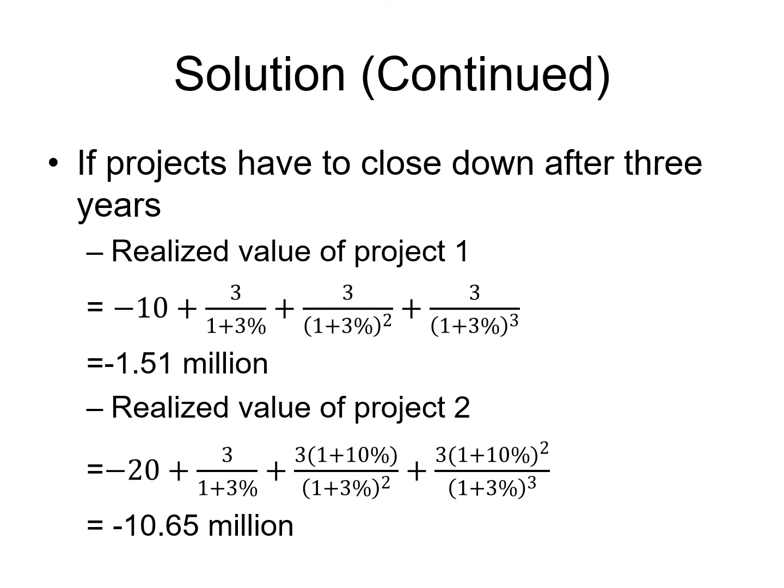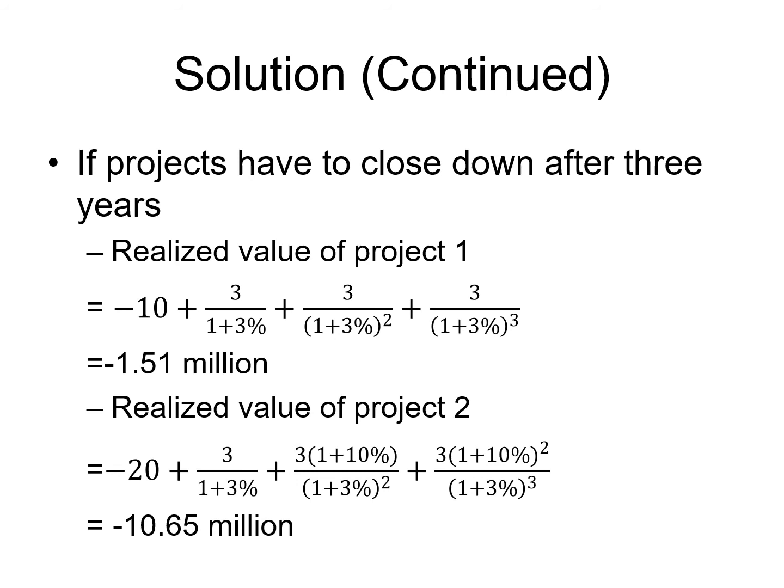If projects have to close down after 3 years, we only have 3 years of cash flows. So the realized value of project 1 is -10, which is the initial cost, plus 3 years of cash flow discounted by 3%, which is equal to -1.51 million.